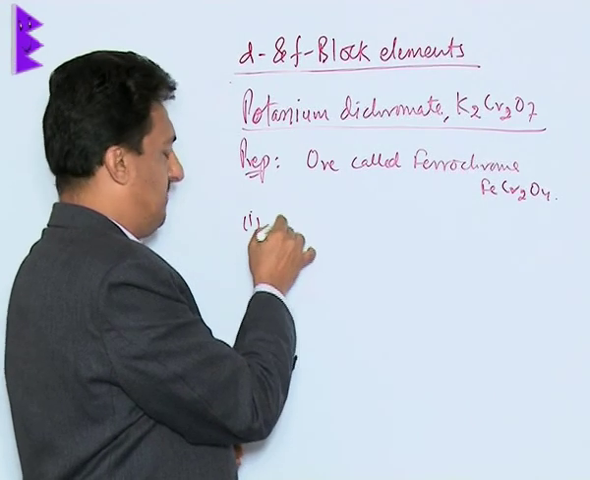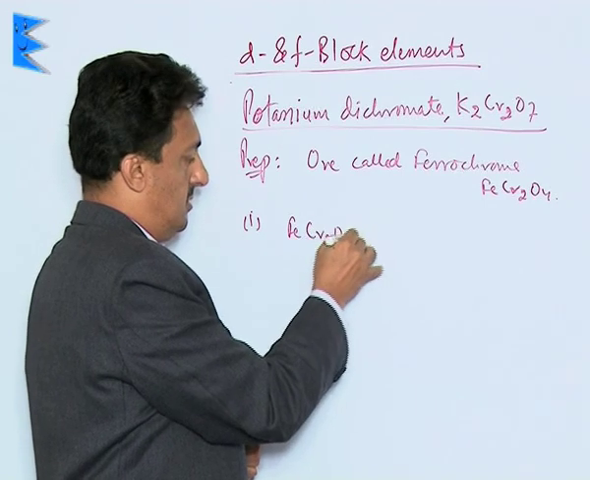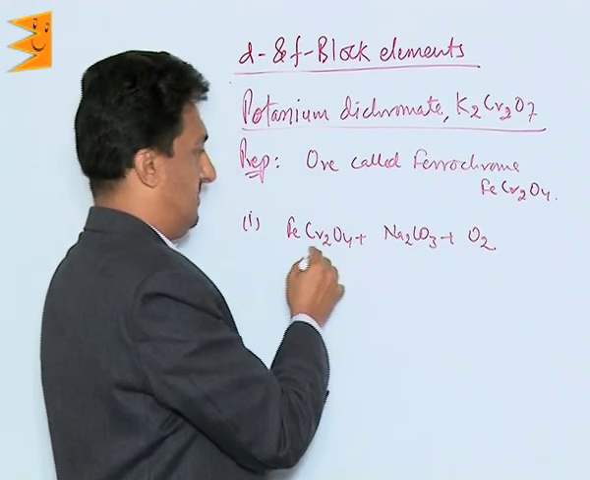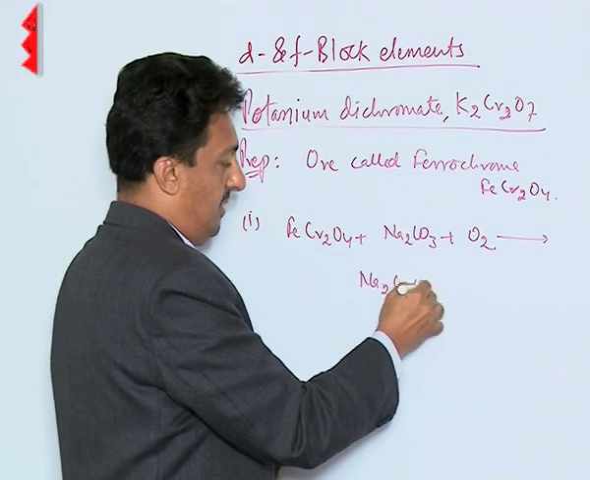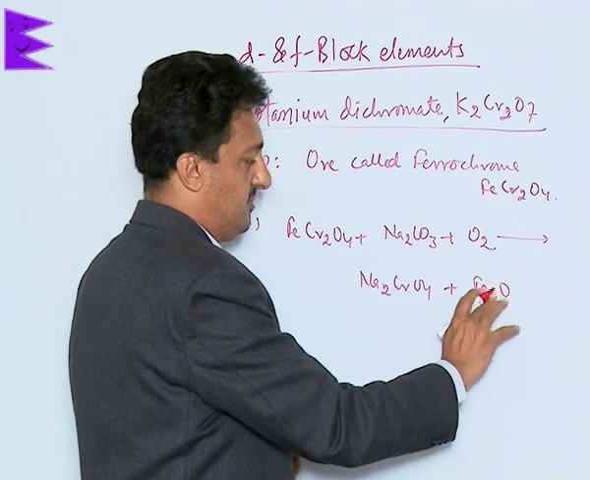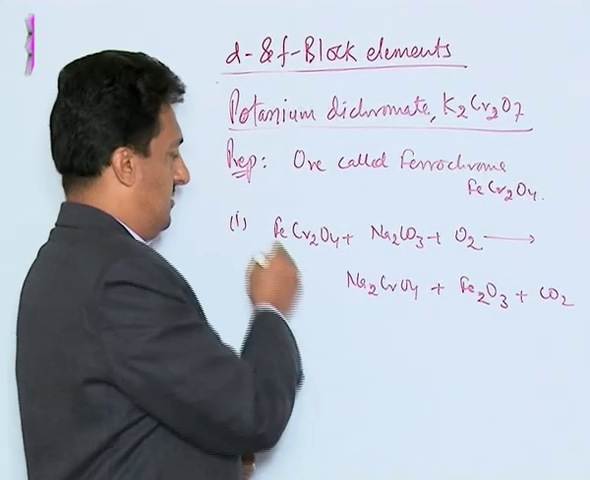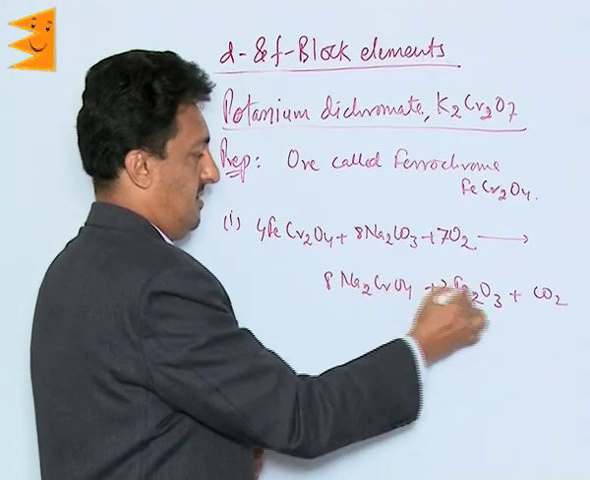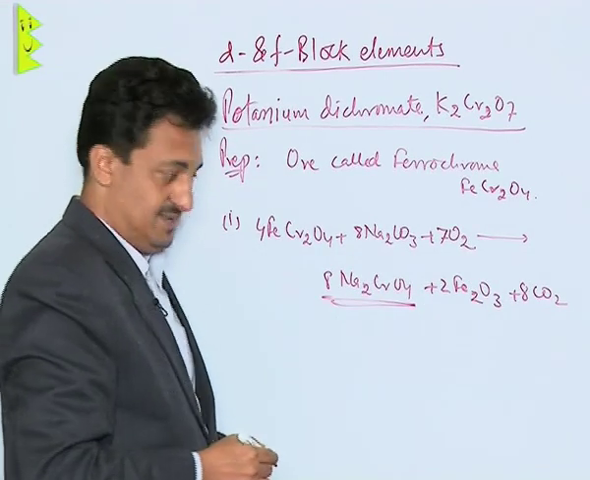Now it involves 3 steps. First, the crushed and powdered ore is heated with sodium carbonate in the presence of oxygen, where it gives sodium chromate, yellow colored sodium chromate. Fe gets oxidized to ferric oxide and we get CO2. So it's balanced like this. So we get yellow colored sodium chromate.